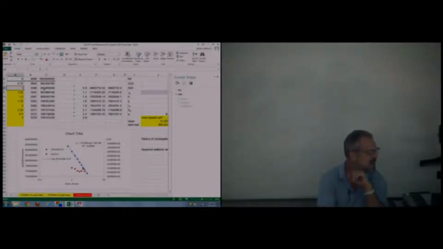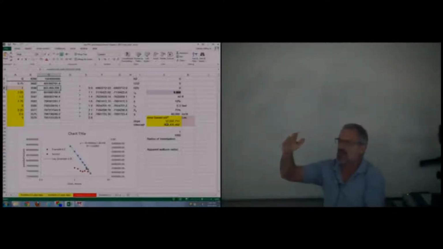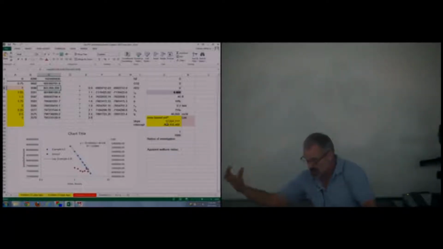See that? My pseudo pressure at 1 hour is 803,469,209. My intercept is almost the same number because there's just a little bit of movement around there. Do I use the actual data at 1 hour or the best fit data at 1 hour? Pardon?